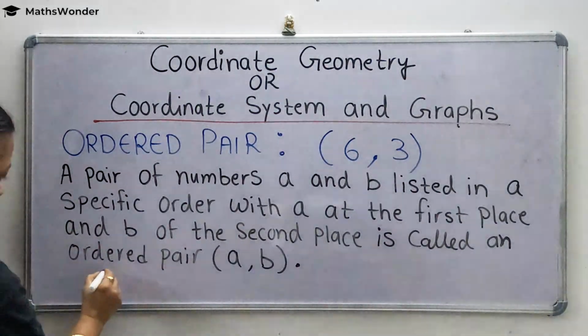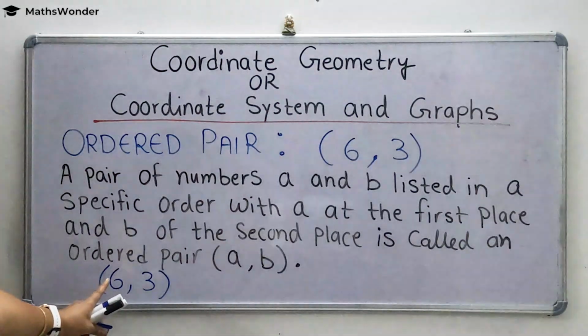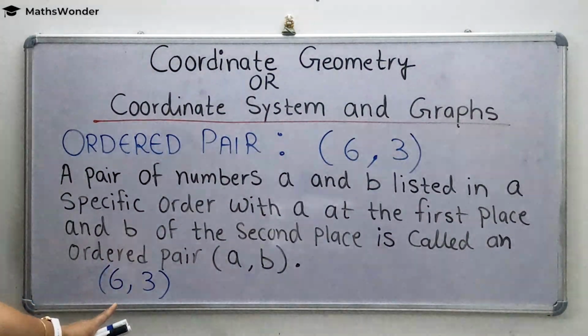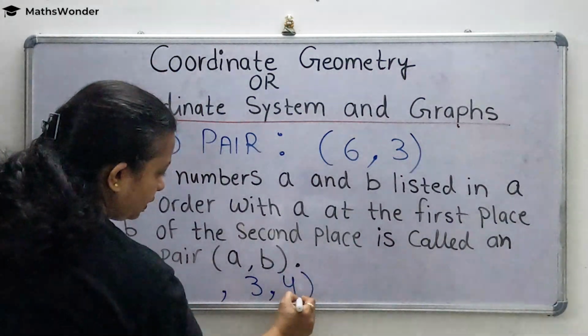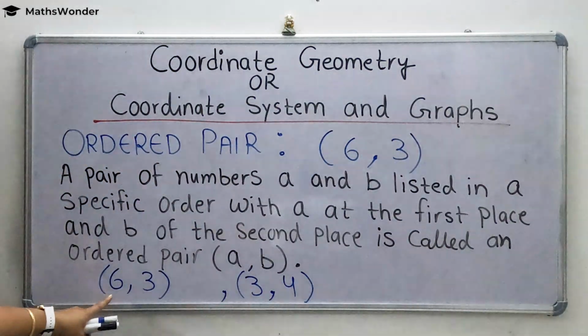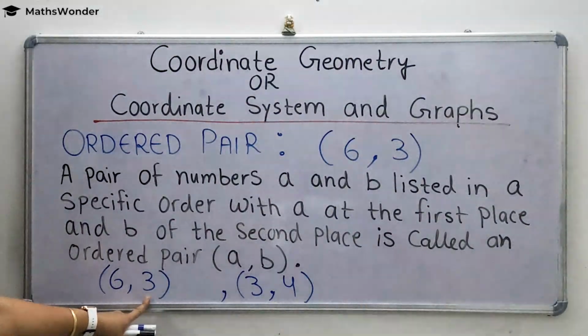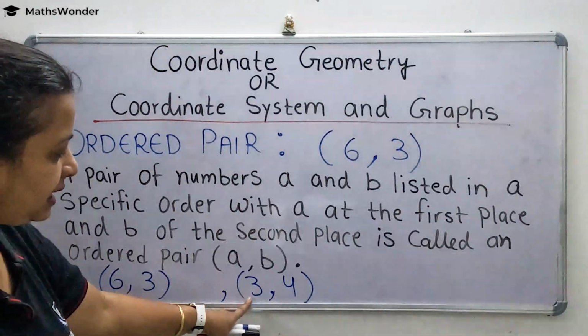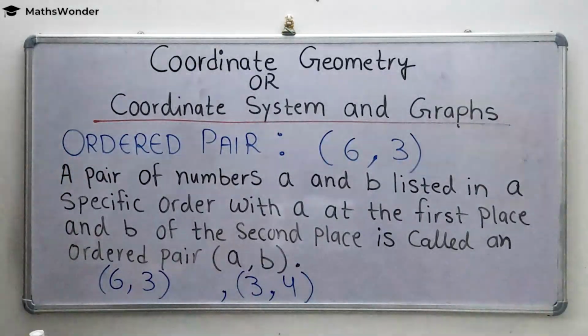Suppose 6, 3. This is one ordered pair. The other is 3, 4. So 6 is at first place, 3 is at the second place. Same, 3 is at first place, 4 is at the second place. Now I will explain what is place after this.